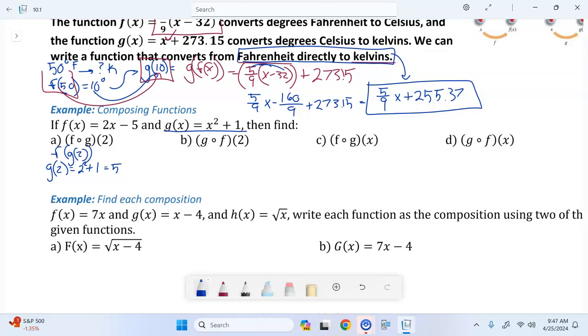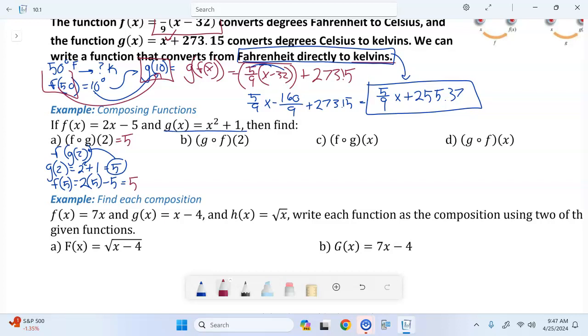G of 2 is our input into f. So what we're doing now is we're going to take this 5 and replace g of 2 with 5 and solve for f of 5. That output becomes the input into the next cycle. And so then how do I evaluate f of 5? Plug in 5 into f of x. 2 times 5 minus 5 equals 5. So then that means that f of g of 2 equals 5. We solved g of x, we took that output, and we plugged it into f of x, we solved that, and then we get our final output.